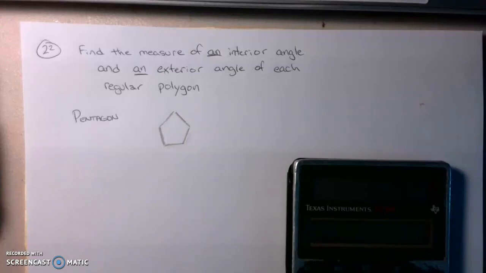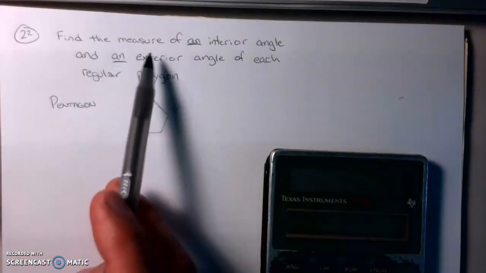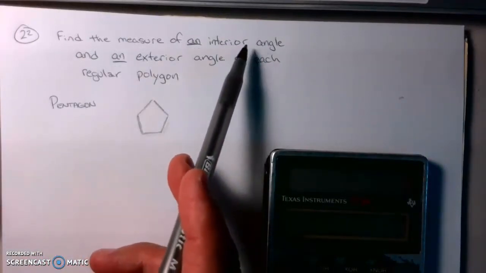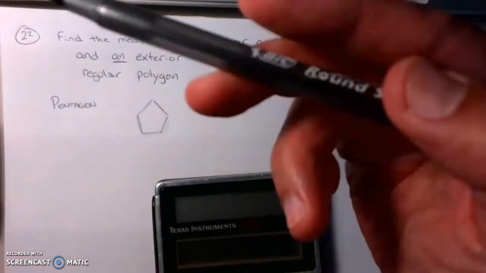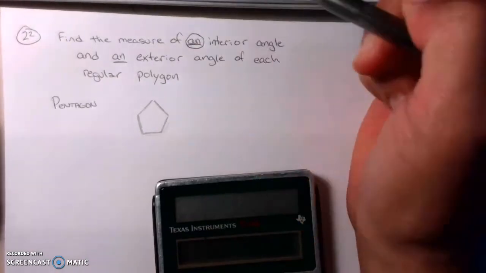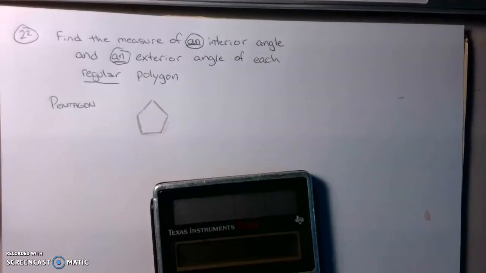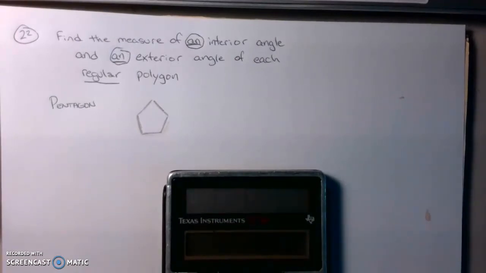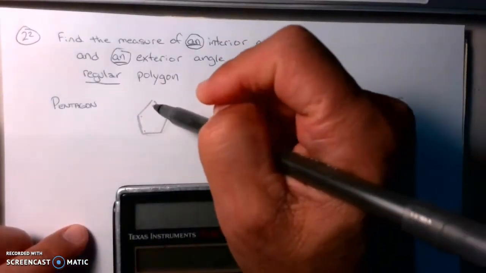Okay, we are going to do some problems here on page 161, starting with number 22. It says, find the measure of an interior angle and an exterior angle of a regular polygon. So just one of the angles on the inside, one of the angles on the outside of a regular polygon, which means all the sides and all the angles are the same. Number 22 is a pentagon. My picture's not perfect here, but all 5 of these interior angles would be the same.